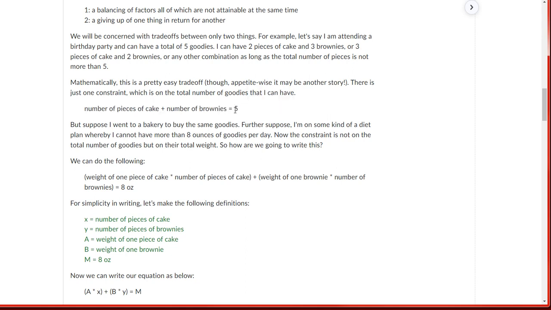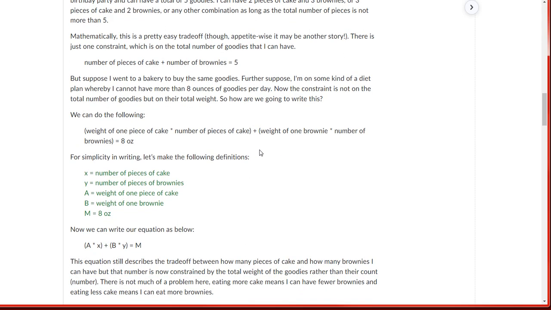Now, that should really be written as an inequality, but for simplification, I've shown that as an equality. So, okay, that's great. Very simple, straightforward. I can have more cake, which means I have less brownies, or I can have more brownies, which means that I get less cake, all right? But suppose this circumstance is a little bit different, okay?